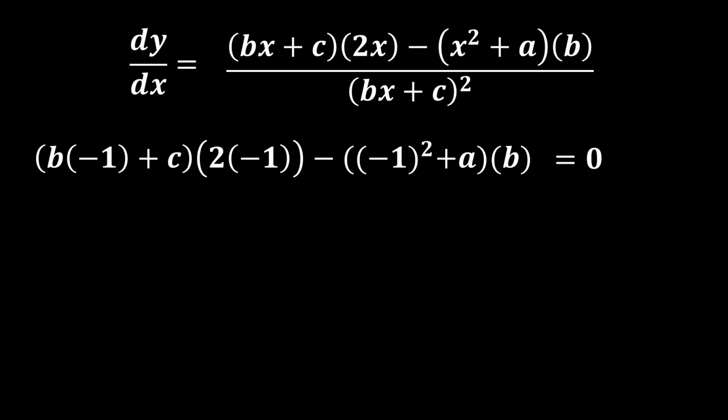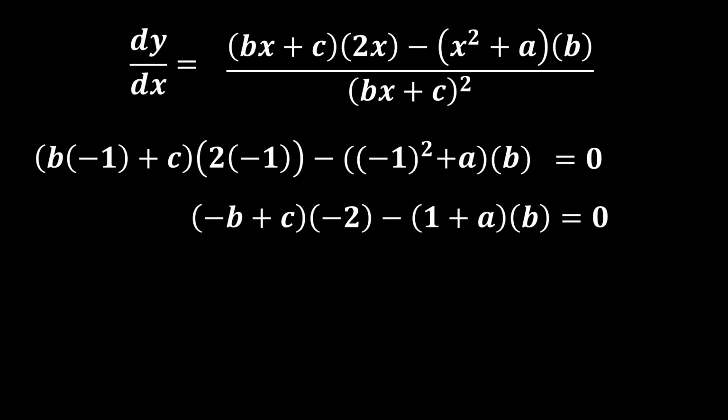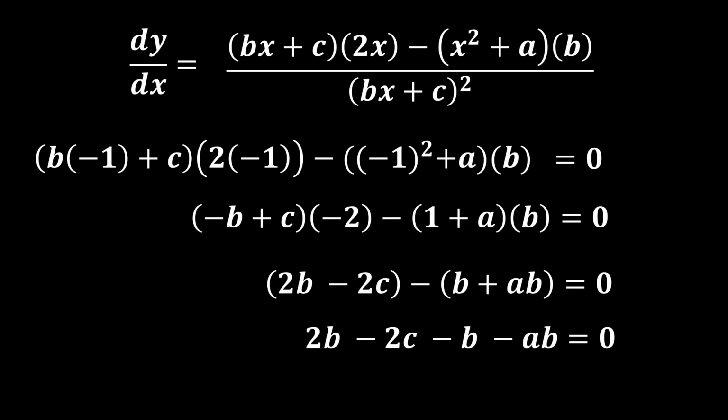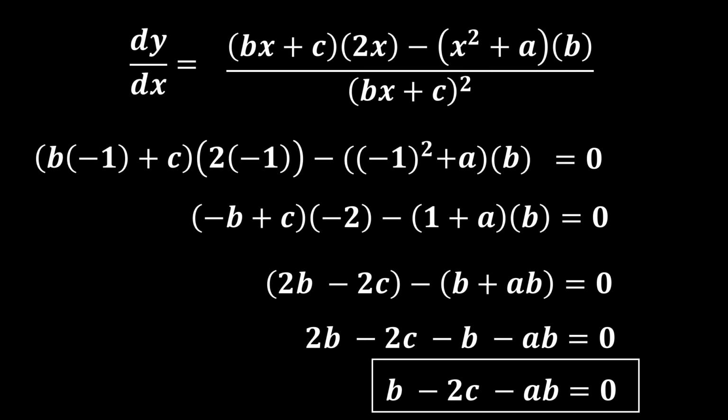If you simplify this expression, we will have (-b plus c) times -2 minus the quantity (1 plus a) times b equal to 0. I will now distribute -2 and b. I will now simplify this equation, and I will combine like terms. So this is my second equation, because at -1, the value of the derivative function is exactly 0.